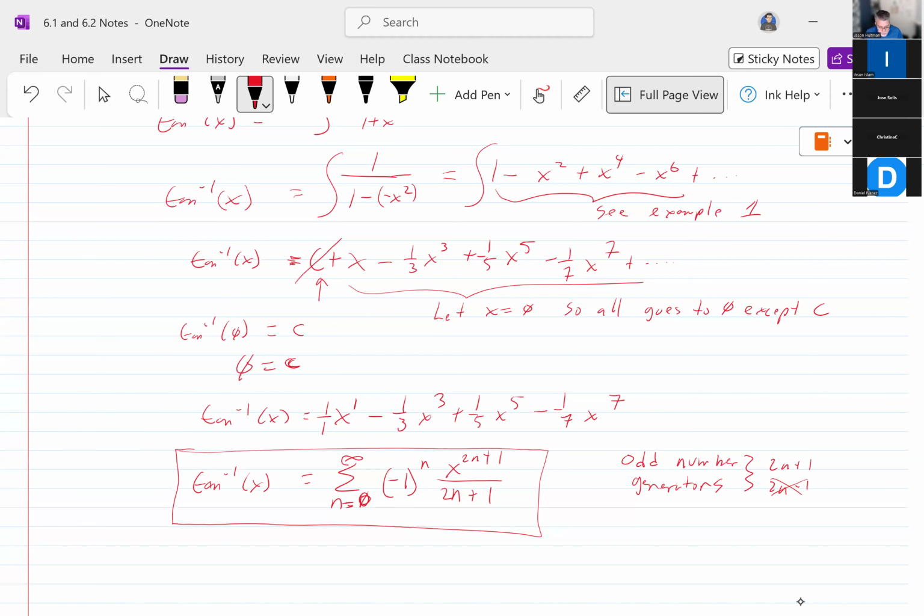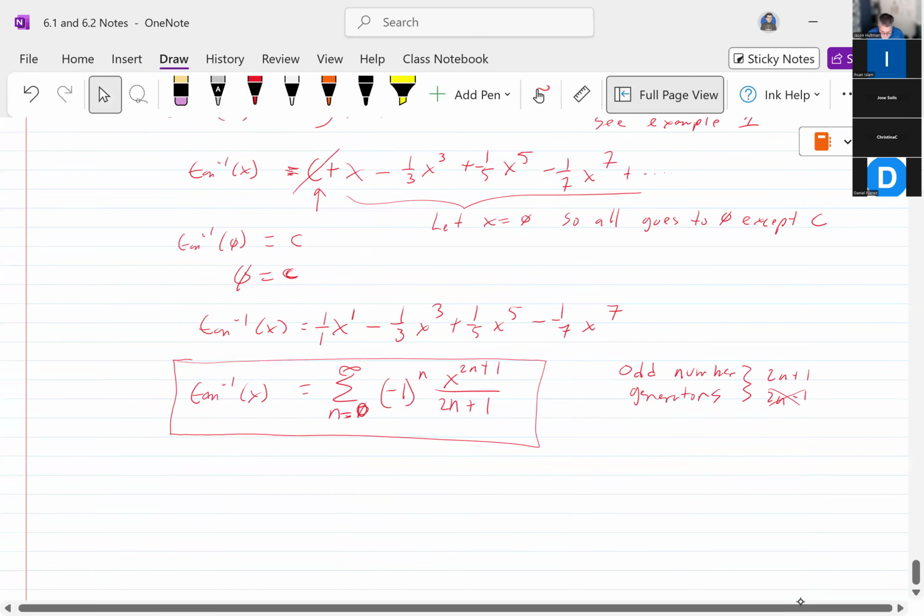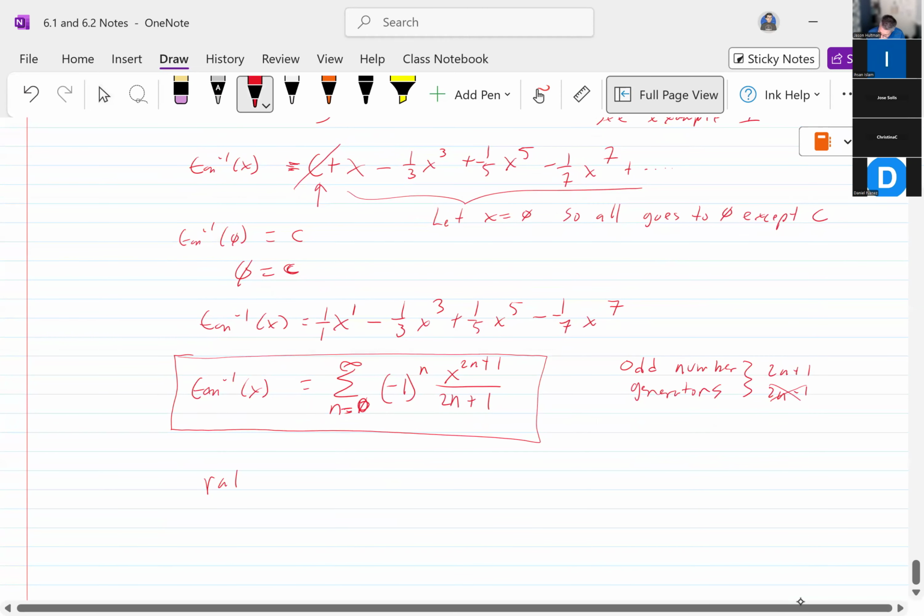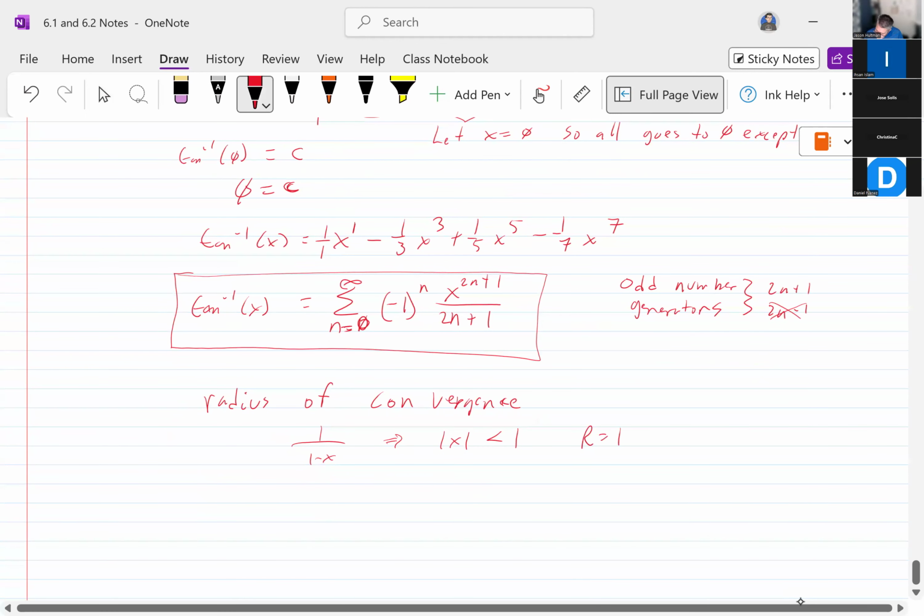Okay, now what's the radius of convergence on this? Before, when we had 1 over 1 minus x, the radius of convergence was absolute value of x is less than 1, so r was equal to 1. But here we have 1 minus negative x squared. It's a negative of an x squared. So what's the radius of convergence there? It's negative x squared.